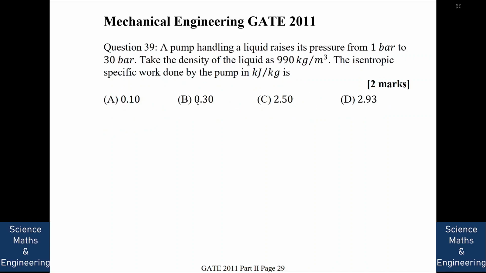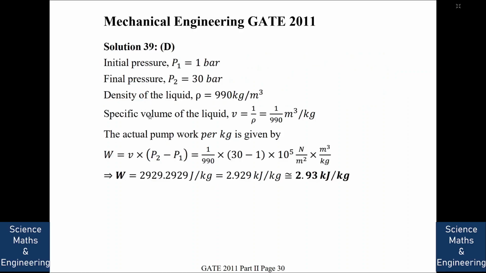A pump handling a liquid raises its pressure from 1 bar to 30 bar. Take the density of the fluid as 990 kg per meter cube. The isentropic specific work done by the pump in kilojoule per kg is? Okay, so we will check. As the pump is raising the pressure from 1 bar to 30 bar and density is given, we know specific volume of the liquid is 1 by rho, so it would be 1 by 990.